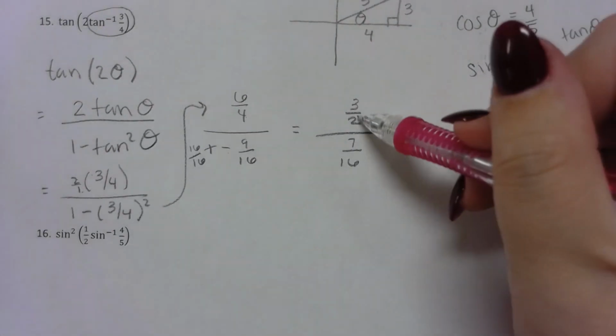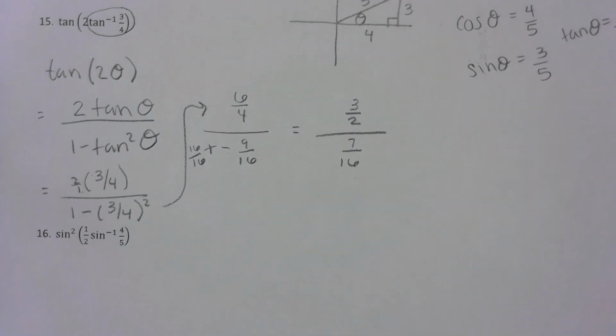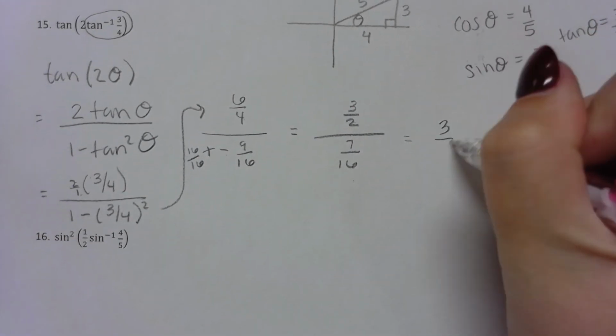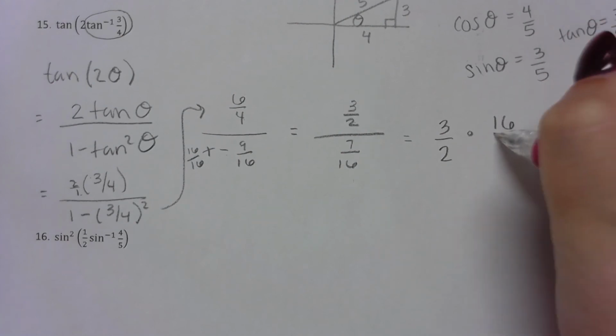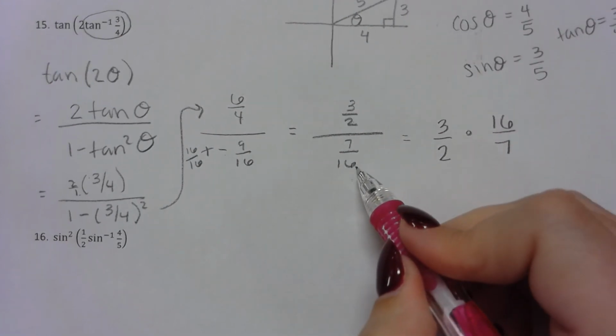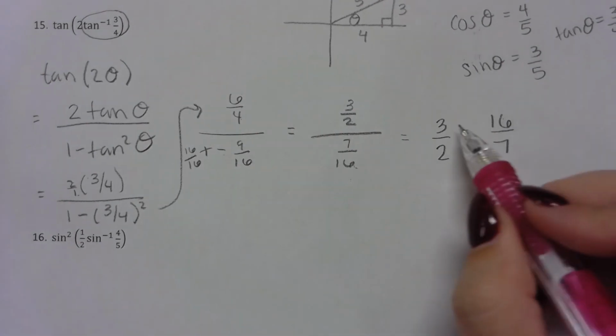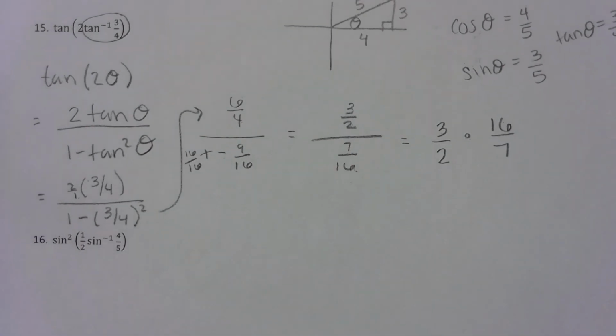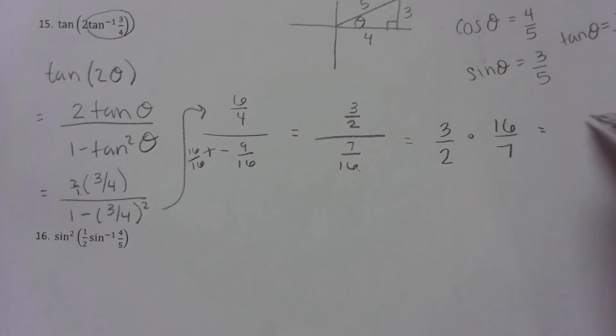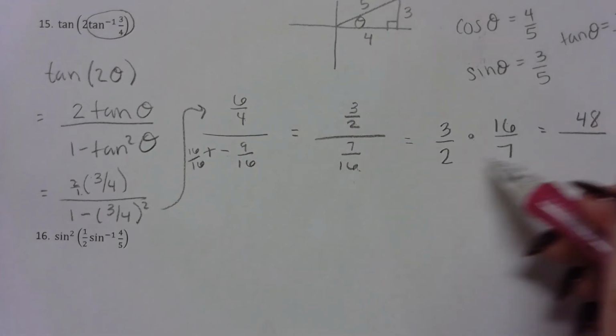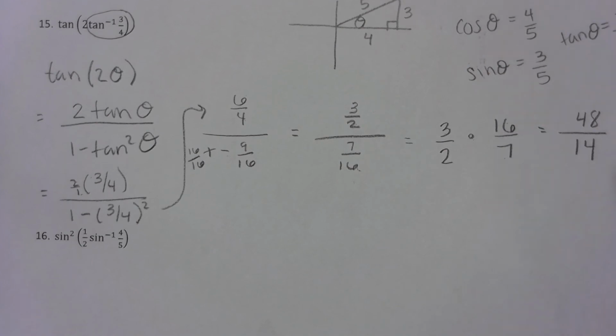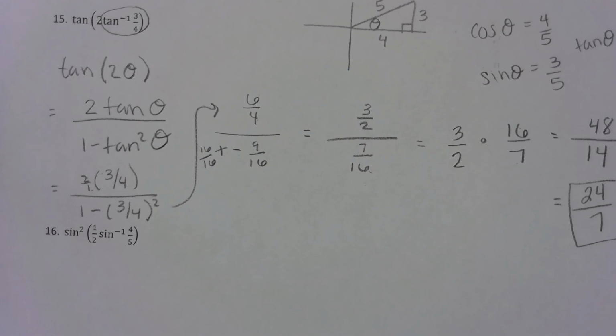Well, so far in this step, we've been able to cancel, like these were both 2's. That didn't happen in this problem. So whenever we're dividing fractions, remember that means we're multiplying by the reciprocal. So I'm going to flip this to be 16 over 7, and then I'm going to multiply. So 3 times 16 gives us 48, and then 2 times 7 gives us 14. Well, both of those can simplify. If I divide by 2, I get 24 over 7 as our final answer. Okay, I want you guys to try 16 and then check the answer key.